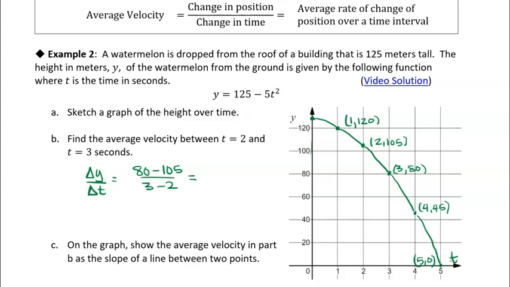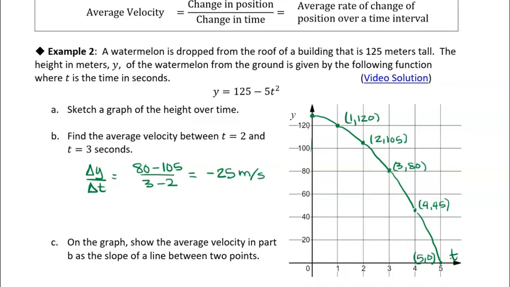So what do we get? Notice we're going to get a negative because we're subtracting a large number from a smaller number. The denominator is just 1, so we get negative 25 meters per second. What does that negative mean? What's that telling us? The negative is just telling us that the height above the ground is decreasing. It's getting closer to the ground because the watermelon is falling.